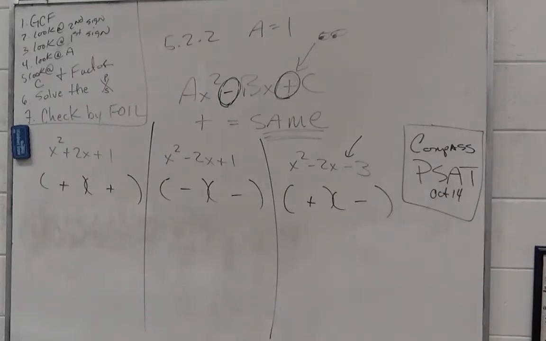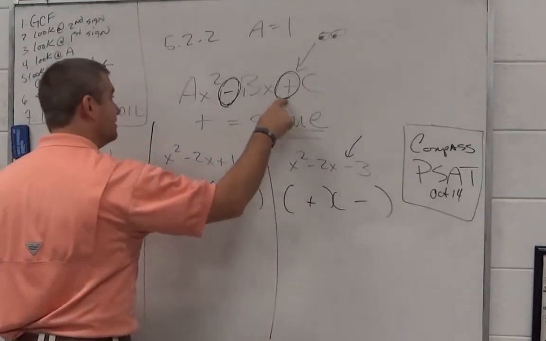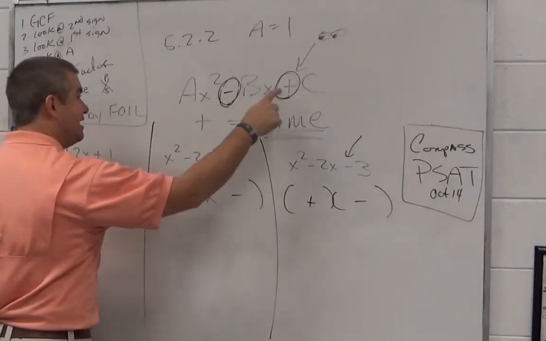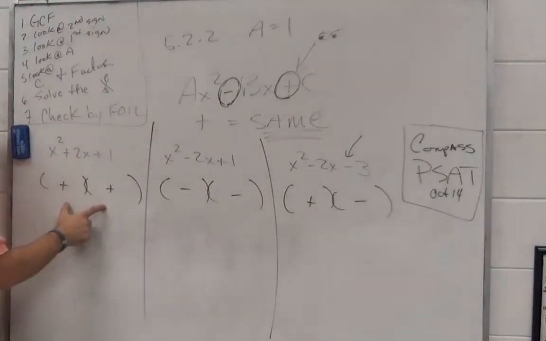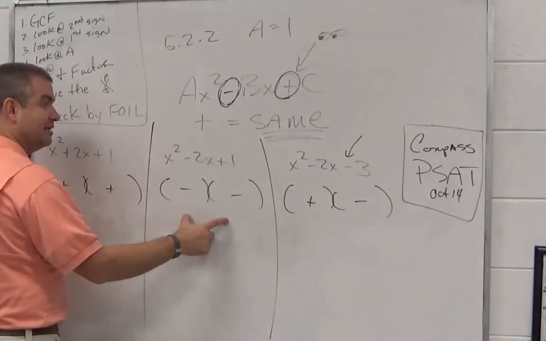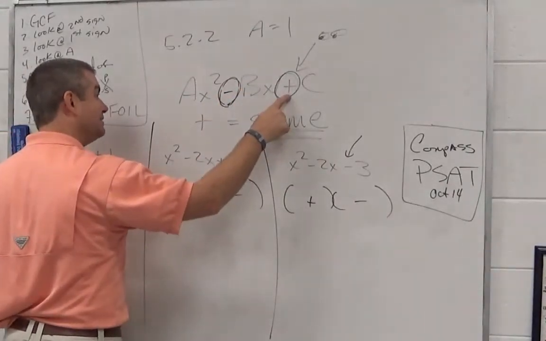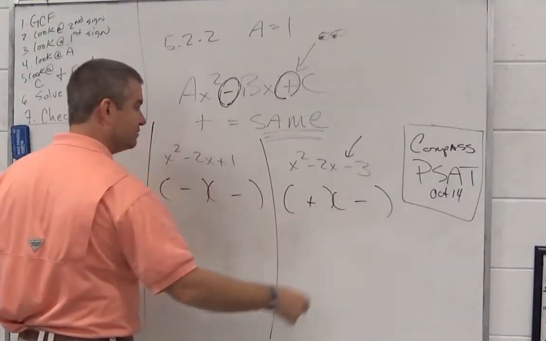I'll say it again. If that's positive, then we look right here. If that's positive and that's positive, then they're both positive. If that's positive and that's negative, then they're both negative. If this symbol happens to be negative, then one's positive and one's negative.